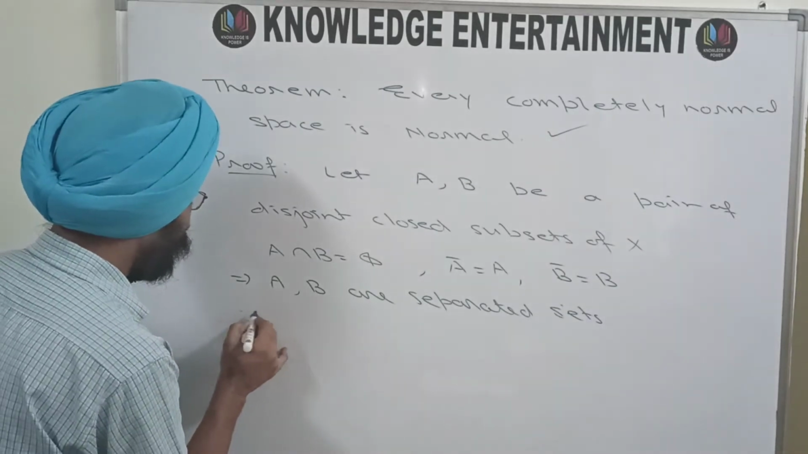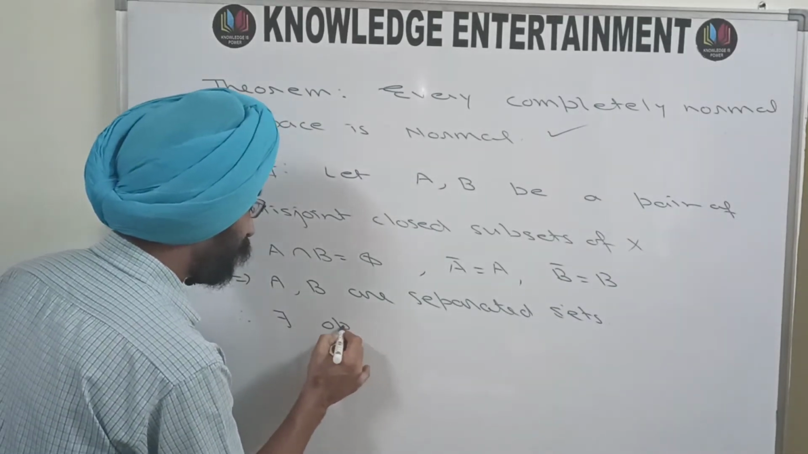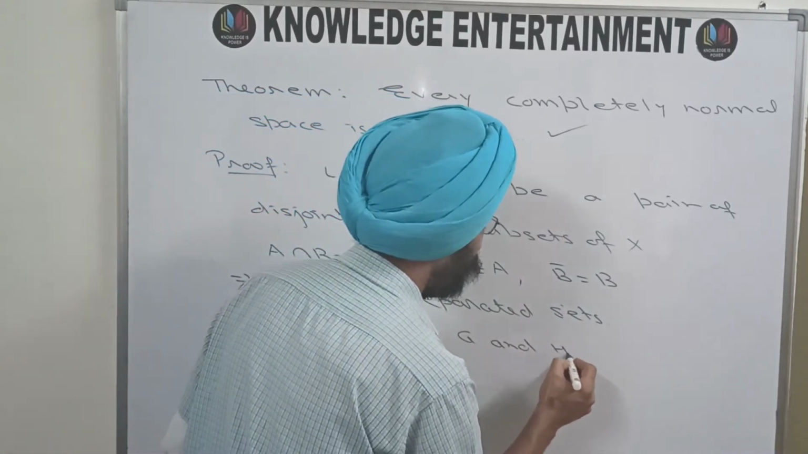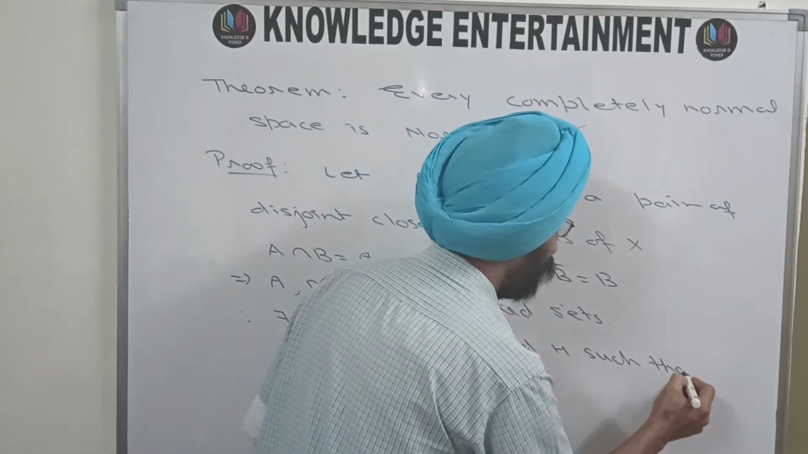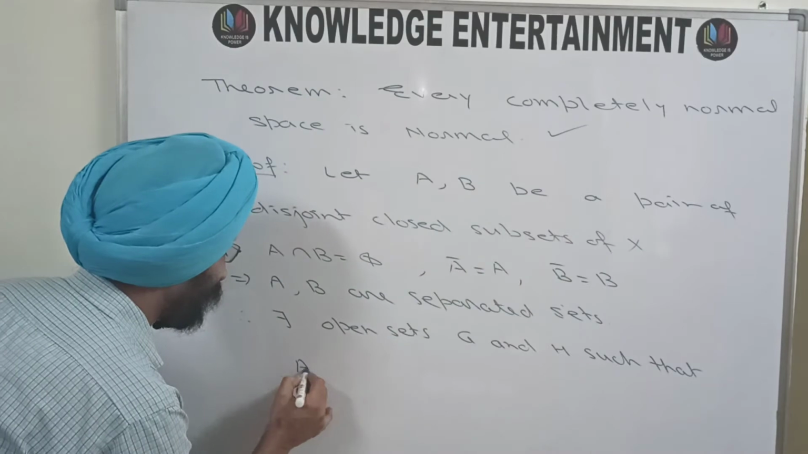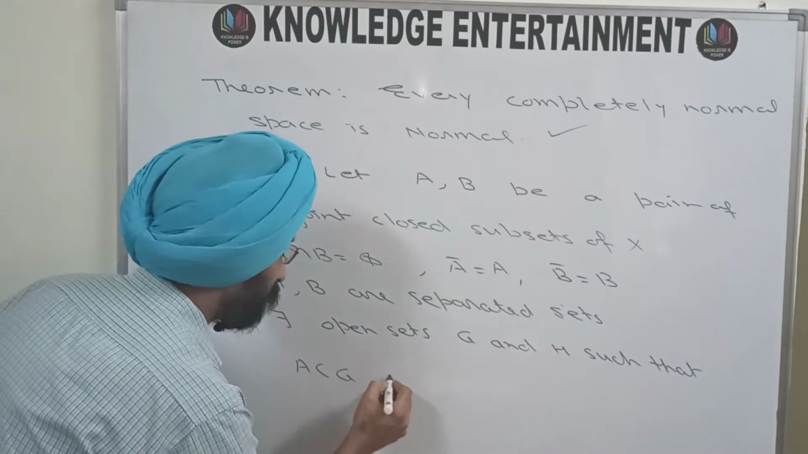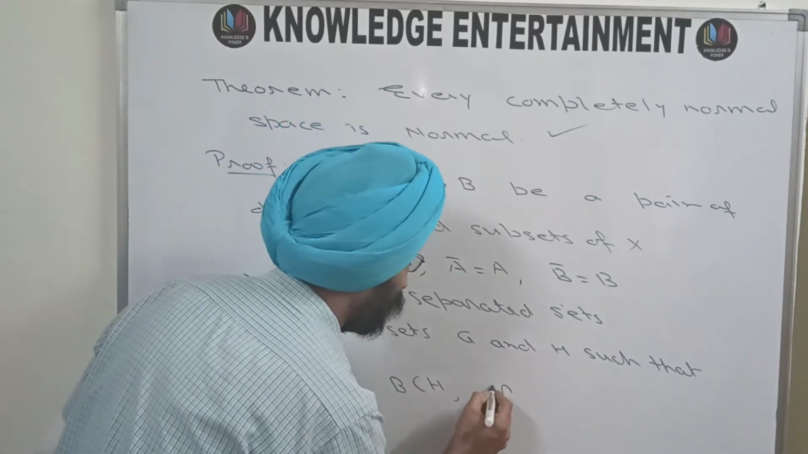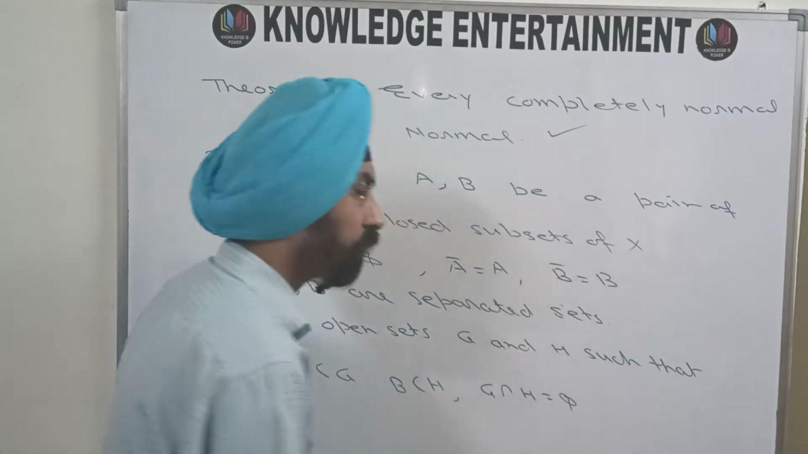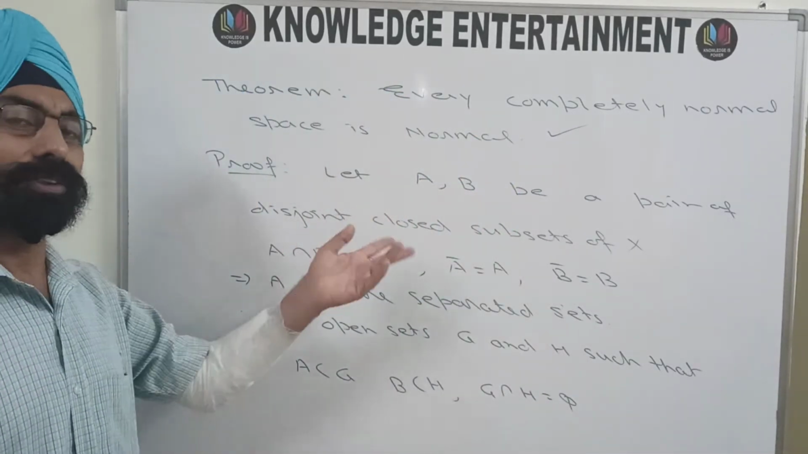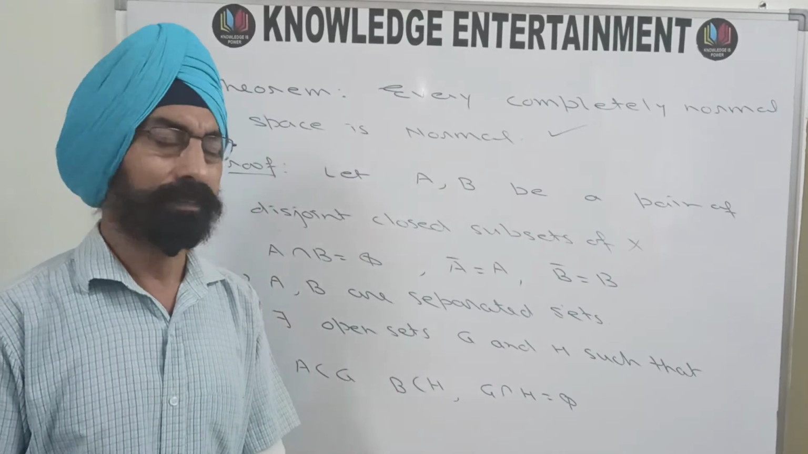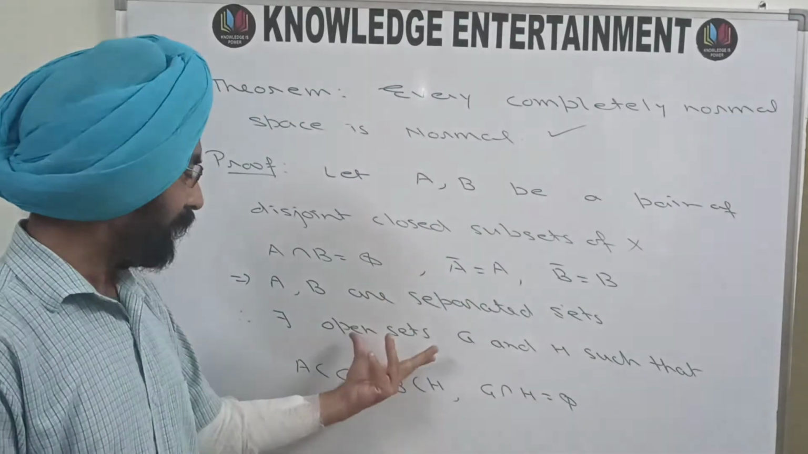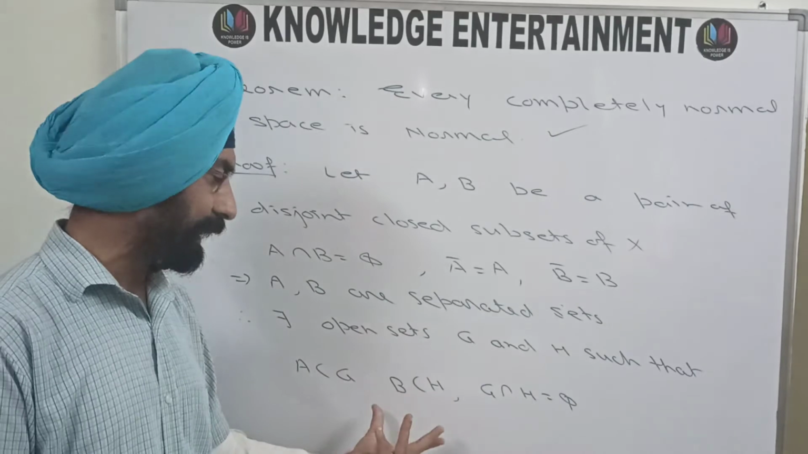So therefore, there exist open sets G and H such that A is contained in G, B is contained in H, and G intersection H is phi. Now look at from where you have started and at what point we have reached. We have taken a pair of disjoint closed sets A and B, and we have obtained a pair of disjoint open sets G and H containing them.